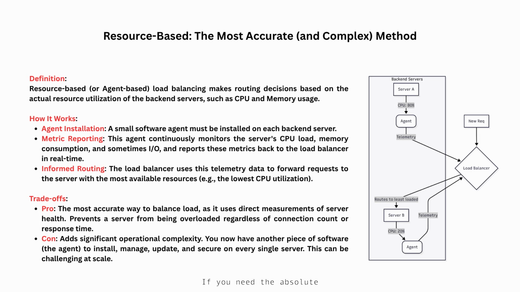If you need the absolute highest degree of accuracy in your load distribution, you use a resource-based algorithm. This method goes beyond proxies and external checks. It requires installing a lightweight agent directly on each application server. This agent's only job is to constantly monitor the server's core vitals like CPU utilization, available memory, and disk I/O, and stream that data back to the load balancer.